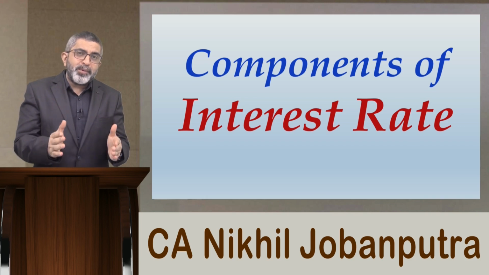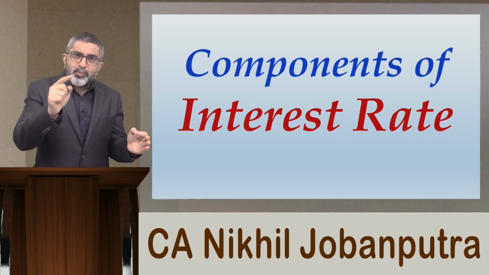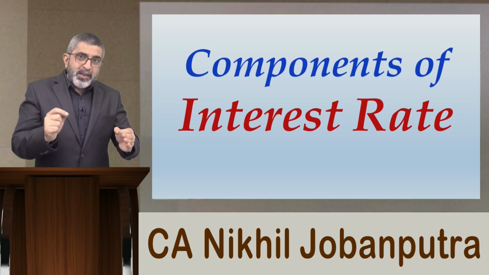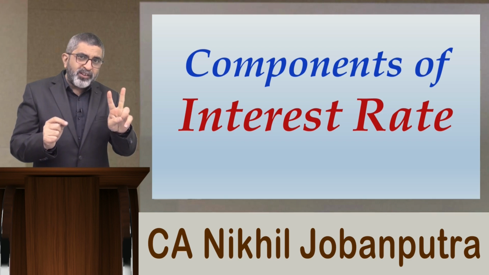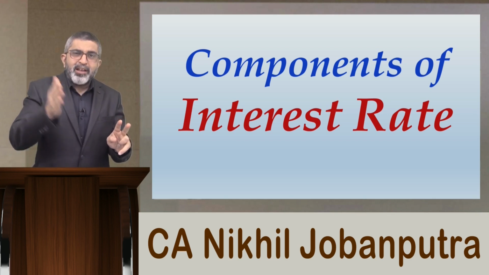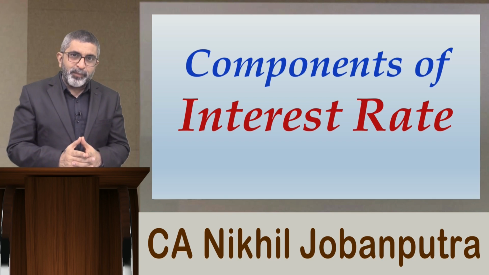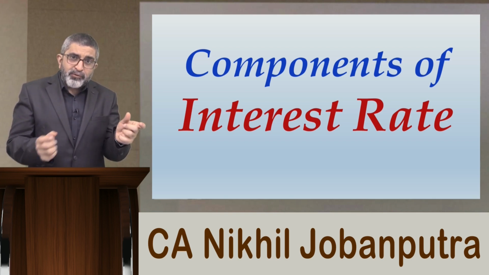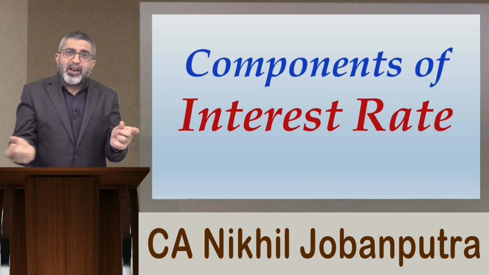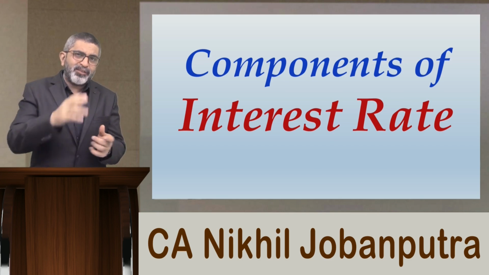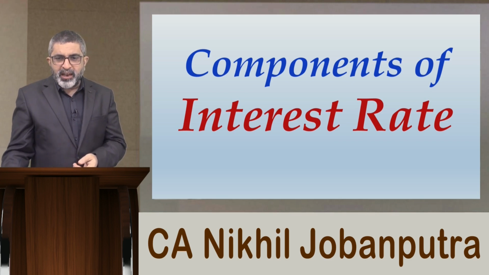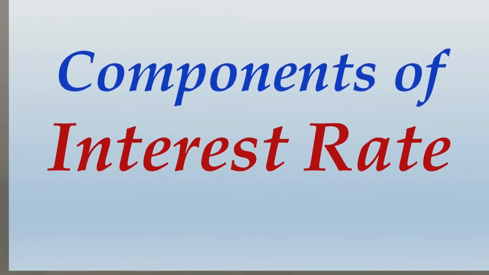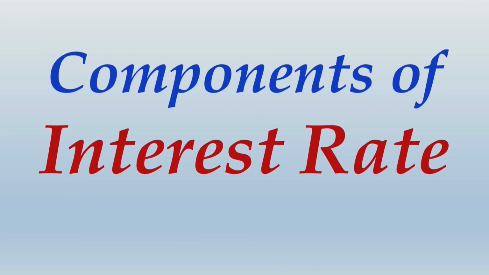So your appropriate required rate of return, which is going to become your discounting rate, will be the real risk-free interest rate plus two types of adjustments, adjustment of inflation and adjustment of the risk. For adjustment of inflation, we add an inflation premium. For adjustment of risk, we add a risk premium. So let us try to understand the whole point in a little more detail, but please write this heading first of all as components of interest rate.